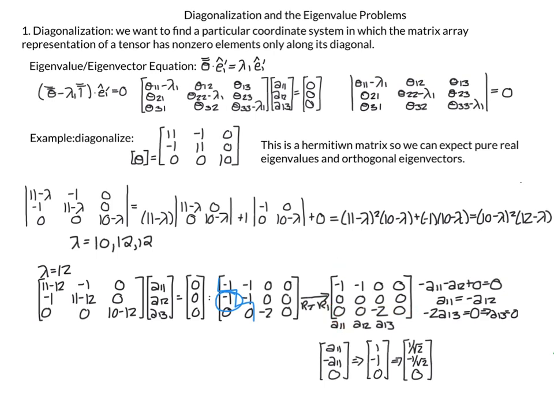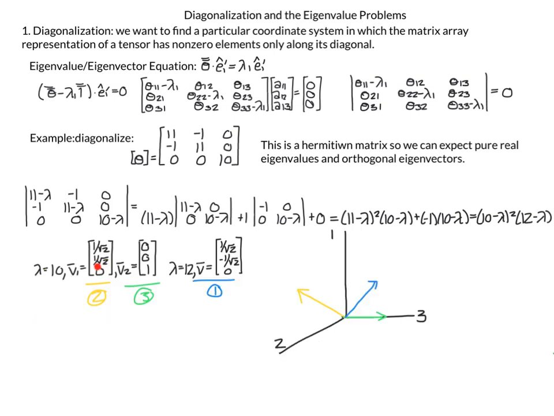My first column represents A11, second column represents A12, third column represents A13. So reading off this first equation, I get minus A11 minus A12 plus 0 A13 equals 0, which implies A11 is equal to negative A12. And then my last equation tells me my minus 2 A13 equals 0, which implies A13 equals 0. So my solution vectors are of the form A11, minus A11, 0. In other words, 1, minus 1, 0 will do it, except we want to normalize. So we have 1 over square root of 2, minus 1 over square root of 2, 0. So this is the eigenvector for lambda equals 12.